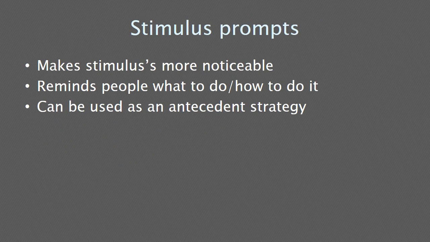A stimulus prompt makes a stimulus more noticeable. It reminds people what to do or how to do it. It can be used as an antecedent strategy within ABA. So as an RBT, you'll be using stimulus prompts, where you make the stimulus more noticeable, or you make the person more likely to be able to choose the correct stimulus. It is an antecedent strategy because it's occurring before the behavior.